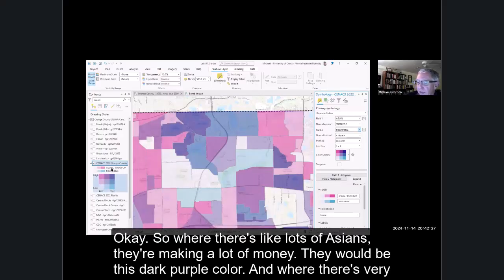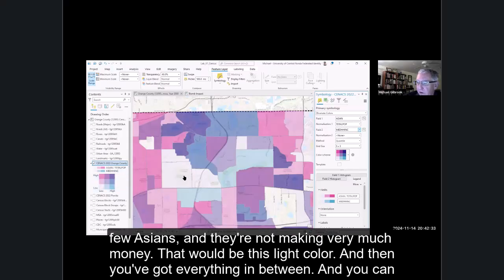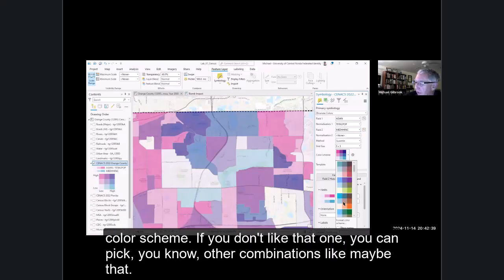Okay. So where there's lots of Asians that are making a lot of money, they would be this dark purple color. And where there's very few Asians and they're not making very much money, that would be this light color. And then you've got everything in between. And you can change the color scheme. If you don't like that one, you can pick other combinations, like maybe that.